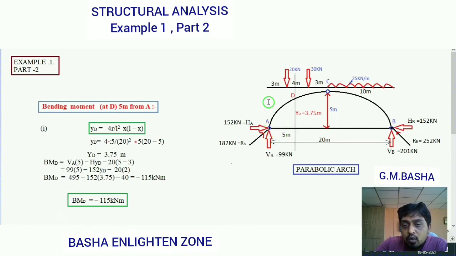So V_A into the distance up to D, 5 meters. Force into distance above D, the sum of the moments above D will be equal to 0. Force into distance: 99 into 5. See here, 99 into 5. That is acting clockwise, which is the reason it is positive. Minus, what are the anti-clockwise moments here? This H_A acting about D will be negative, anti-clockwise. Take down H_A into the distance from D to this point. This will be acting exactly up to here, and the distance we already calculated in the parabolic arch formula, 3.75. Therefore 152 into 3.75, which is negative for anti-clockwise.